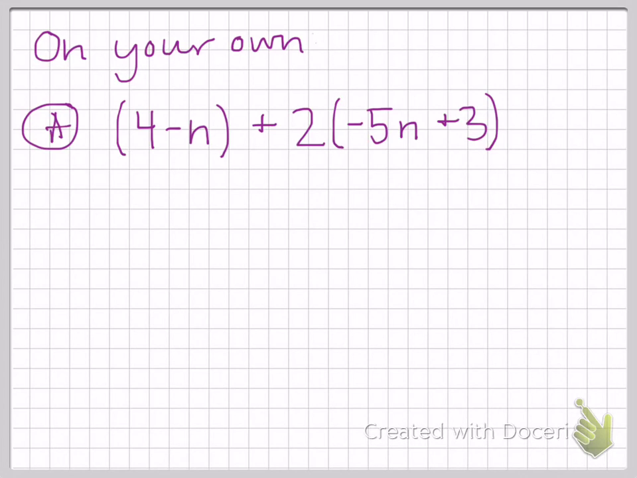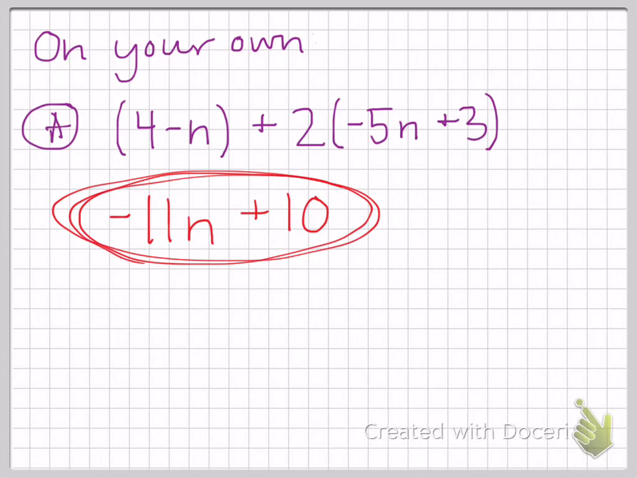Okay, class. Hold up your whiteboards. Okay, let's see if you're going to get it. The answer should be negative 11n plus 10. Who got it? Raise your hand if you got it. And Miss Chan, if more than half the class didn't get it, go ahead and do that on your board, step by step.